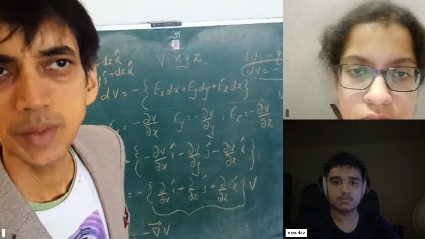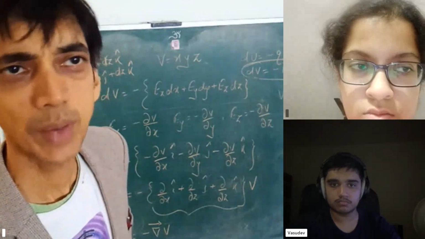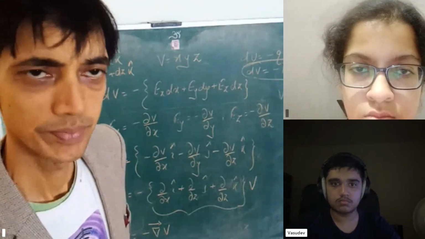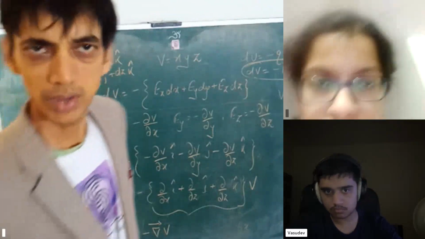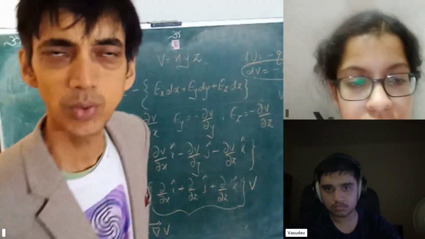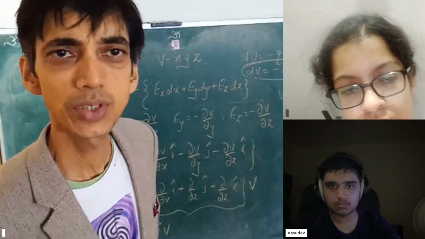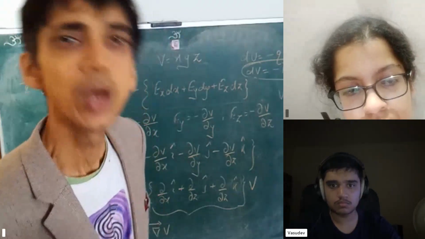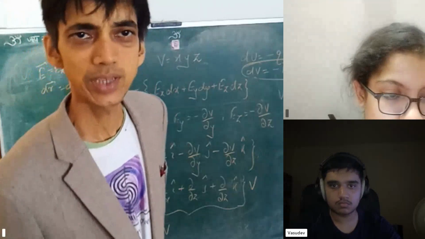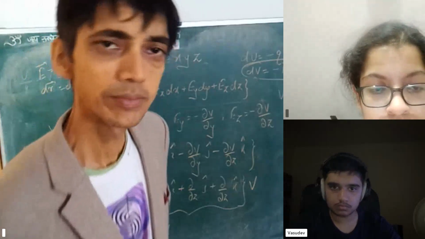What will r be represented by? Square root of x square plus y square plus z square, correct? r is a position vector and r is given to you magnitude-wise. So r can be replaced by the square root of x square plus y square plus z square, and then you can go for partial differentiation to get Ex, Ey, Ez. Correct, dear?